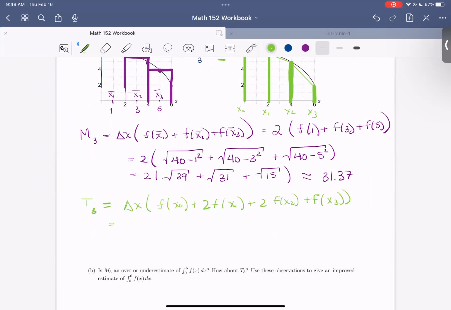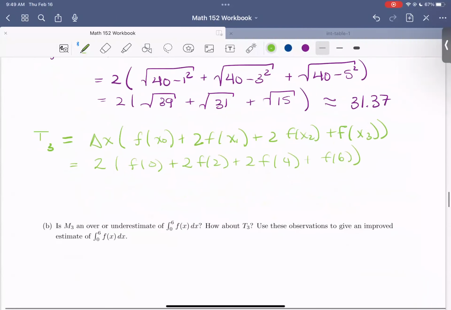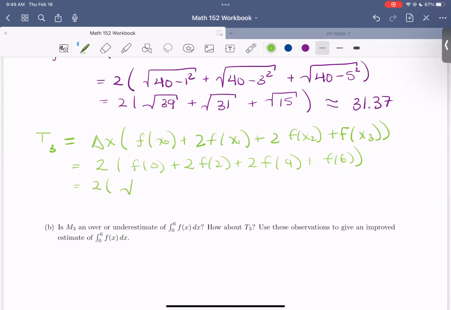So what does that look like for us? Well, delta x is 2, so we have 2 times f of 0 plus 2 times f of 2 plus 2 times f of 4 plus f of 6. So let's go ahead and plug those values into our function f. So we get 2 times the square root of 40 minus 0 squared plus 2 times the square root of 40 minus 2 squared plus 2 times the square root of 40 minus 4 squared plus the square root of 40 minus 6 squared.